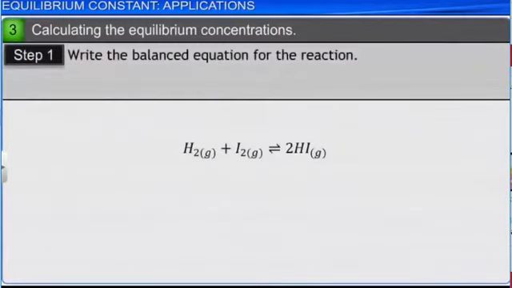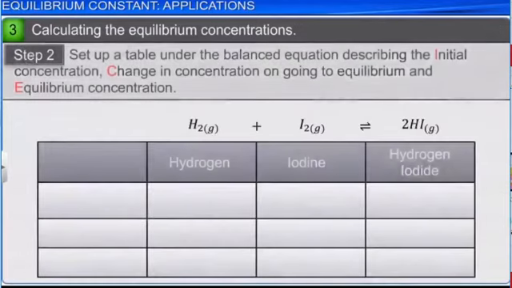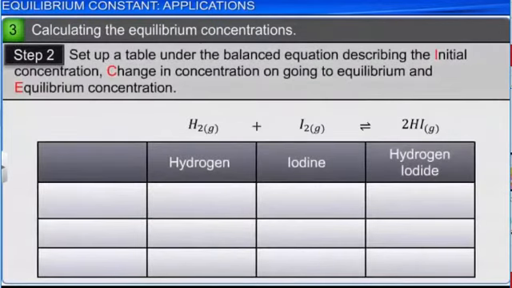The first step in calculating equilibrium concentrations involves writing a balanced equation for the reaction, like this. The second step is to set up a table describing the initial concentration, change in concentration on going to equilibrium, and equilibrium concentration.